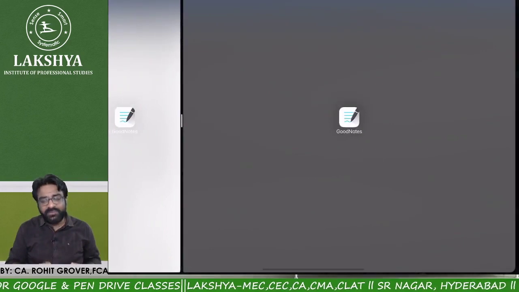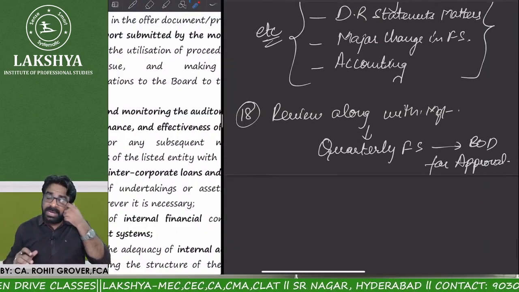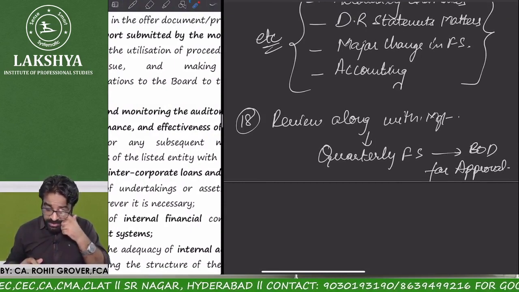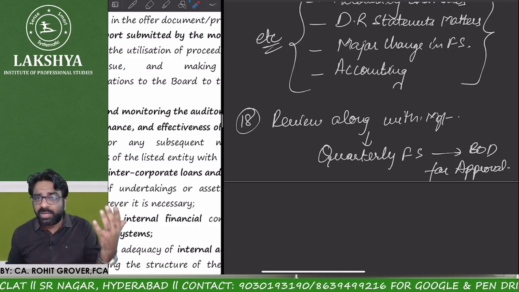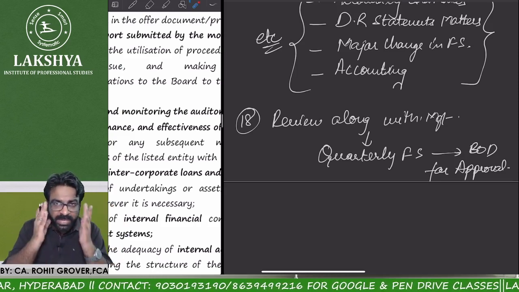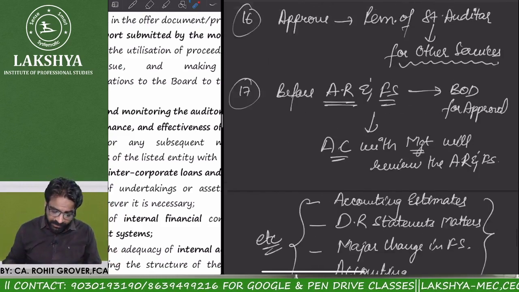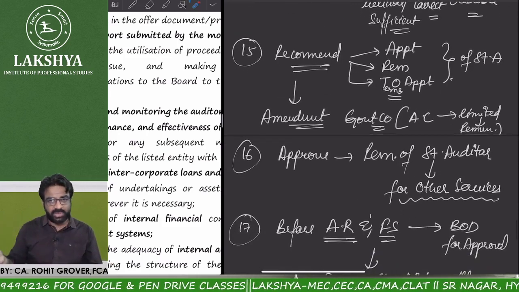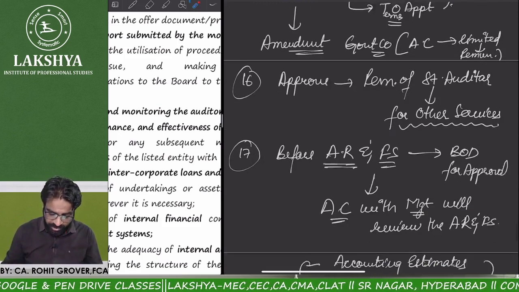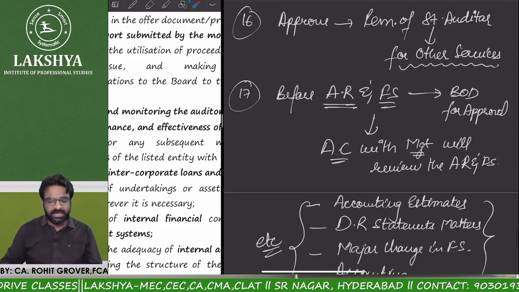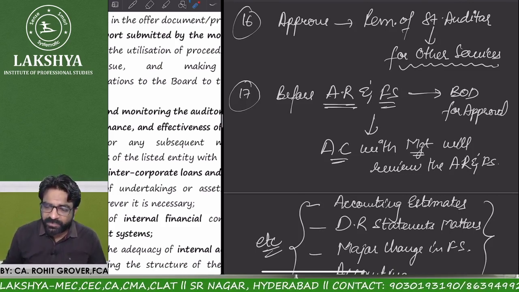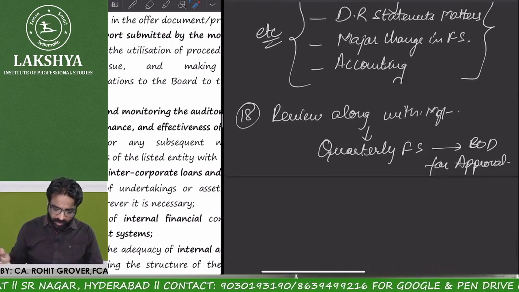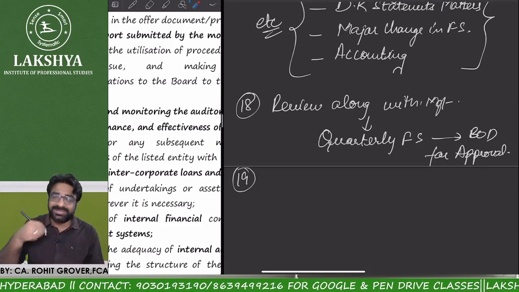Now let us see how many we can retain. Already 18 points we have monitored. Clear, everyone? Yes. So how 18 points? 13 points relating to CARO points, in which we included the word to monitor first, and the remaining 5 points. What are the 5 points we wrote? Oversight of financial reporting framework, recommendation of appointment and remuneration terms of statutory auditor, approve remuneration of statutory auditor for other services. Then before the audit report and financial statement are sent to the board, the audit committee with the management will review it, and it is also going to review the quarterly financial statement. 19 points. Let us write it again.